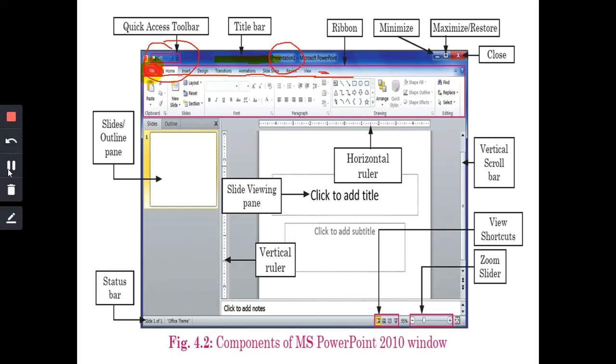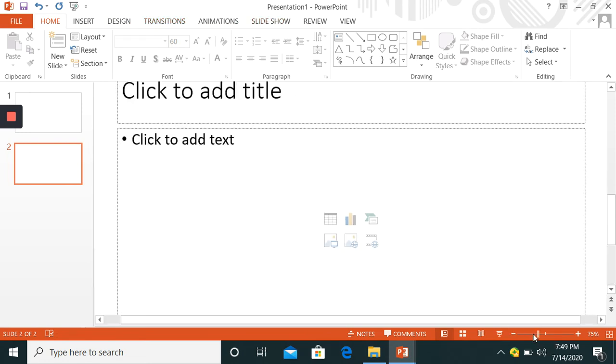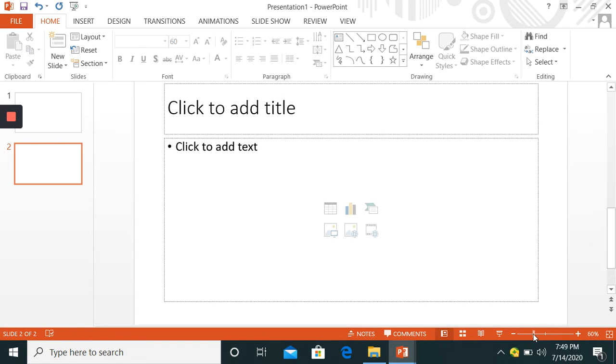Now I'm showing you practically. So this is your PowerPoint window. This is the whole PowerPoint window. See, presentation one, here is the title bar. You can see all the tabs: file, home, insert, design, transition. The tabs are under which? The tabs are under the ribbon. Okay, and now see, this is the file tab.